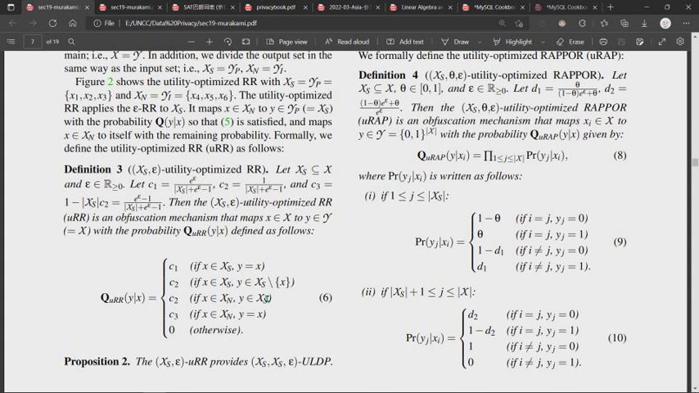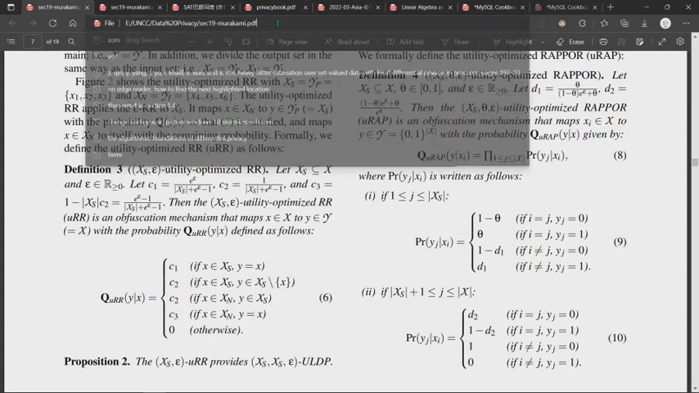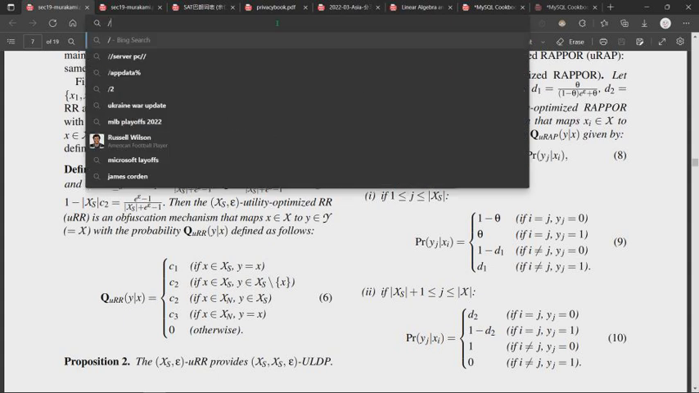Which means, so what does this mean? Forward slash. Check this. Oh no, it's this. Backslash.